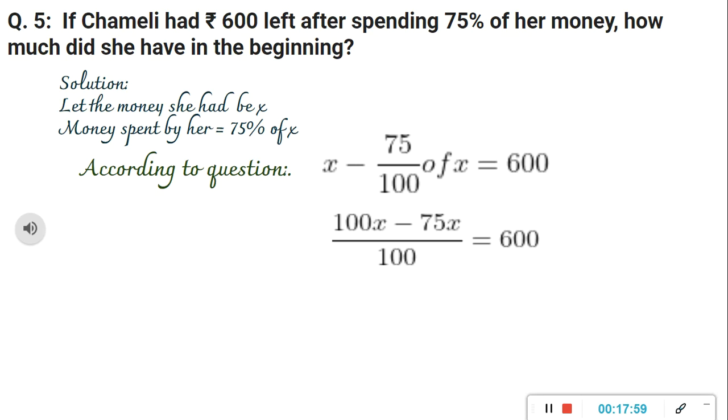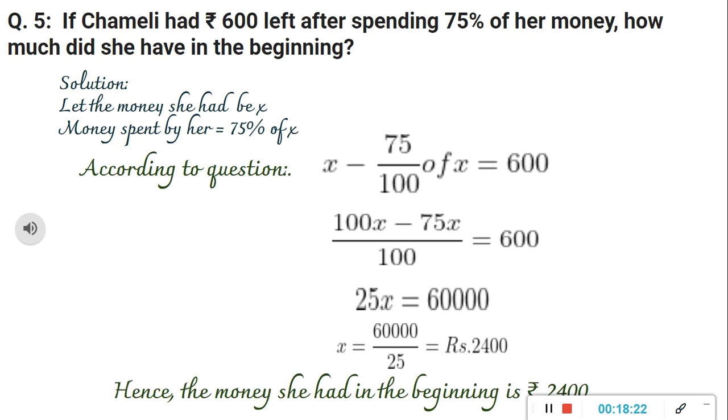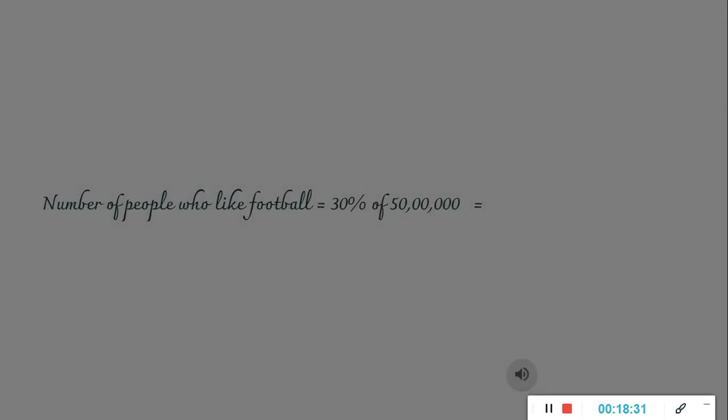100 minus 75, that is 25x, is equal to 600 into 100. 100 will shift to the right side. That is equal to 60,000, isn't it? Now X is equal to 60,000 upon 25, that is equal to rupees 2,400. So hence the money she had in the beginning is rupees 2,400. If you want, you can check your answer also. Okay.